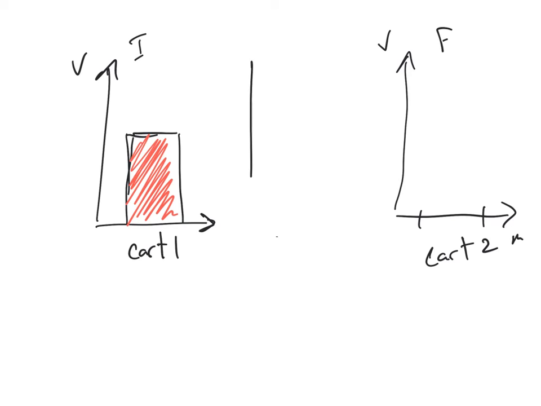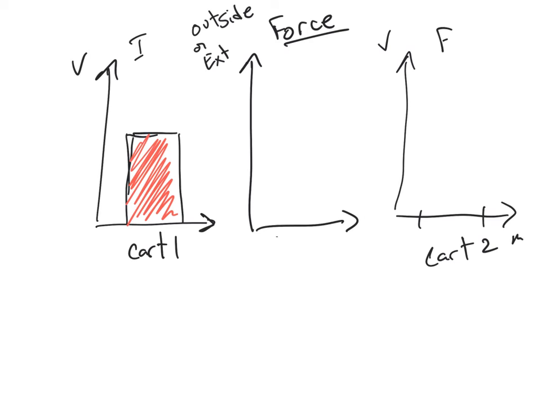And this is where our very first F in our IF comes in. Our first F is where we take into account any outside forces, also called external. Okay, so if our system is both carts, then the forces between the two carts are internal. If we're only looking at a single cart, then the force on that cart is an external force.